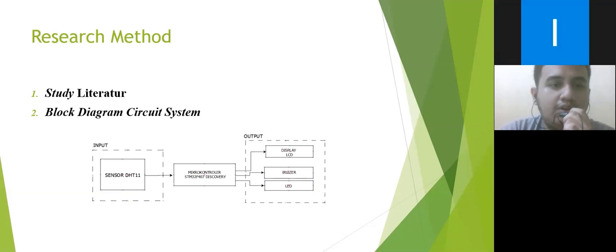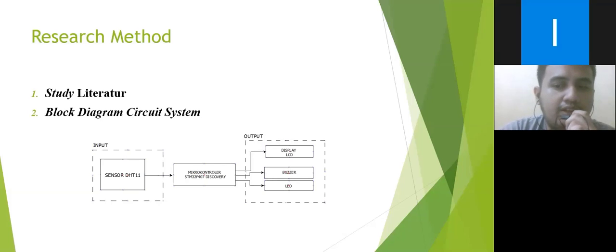Two, block diagram circuit system. As you can see in the picture, in the input block, there is a DHT11 sensor, which is used to read the temperature and humidity value in the room.